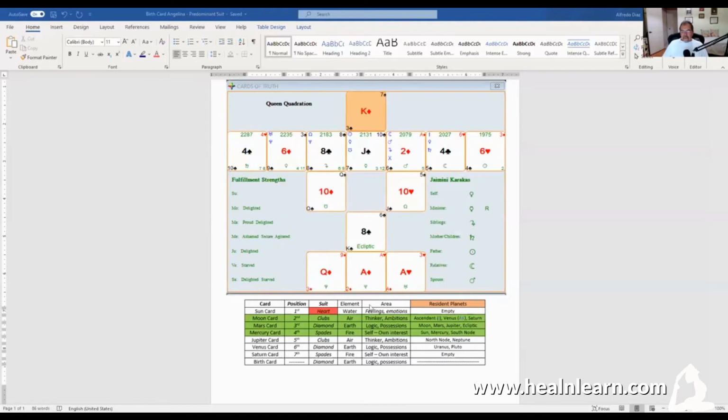So I made this table just here below the birth card. And you can see the Sun card is the first position. The suit is hearts. The element is water, and the area it touches, briefly, is feelings and emotion. And there are no planets there.